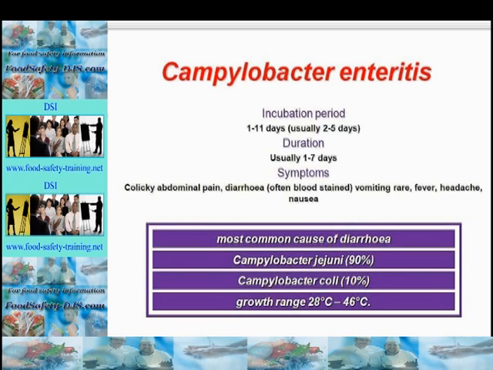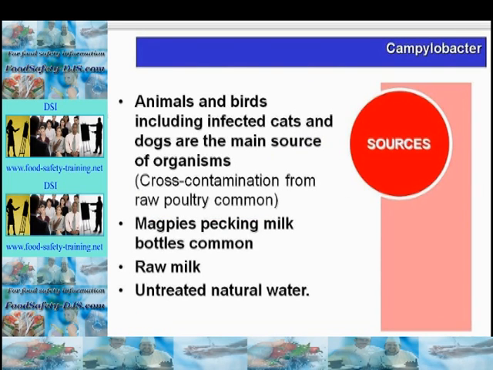When we looked at food poisoning bacteria, we looked at millions causing illness rather than hundreds. Sources of this bacteria include animals and birds. Cross-contamination from raw poultry is common. It's common in the gut of poultry. Undercooked poultry or meat are the most likely food vehicles.